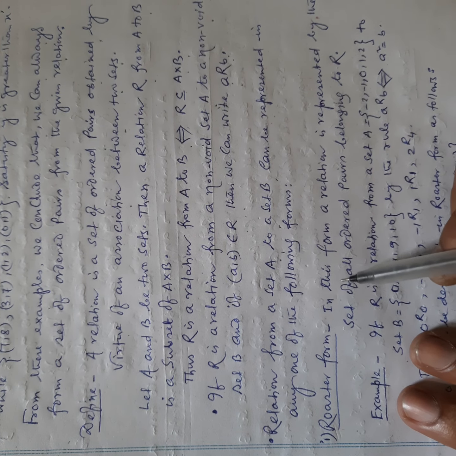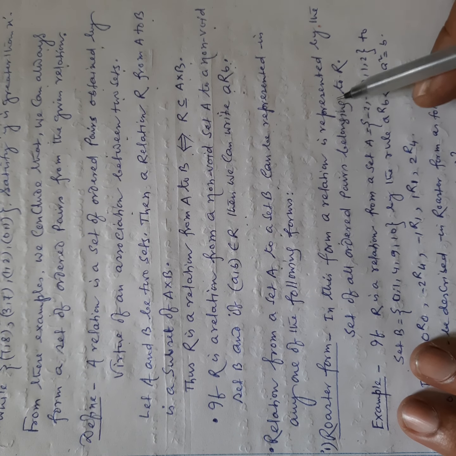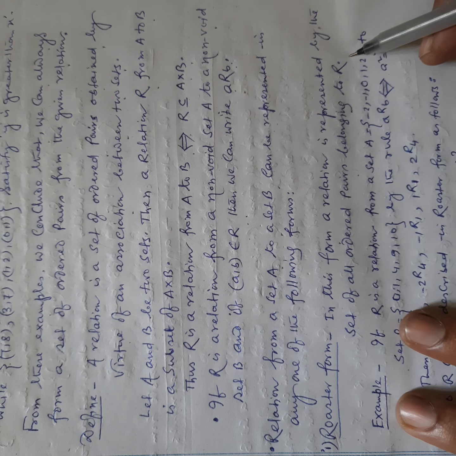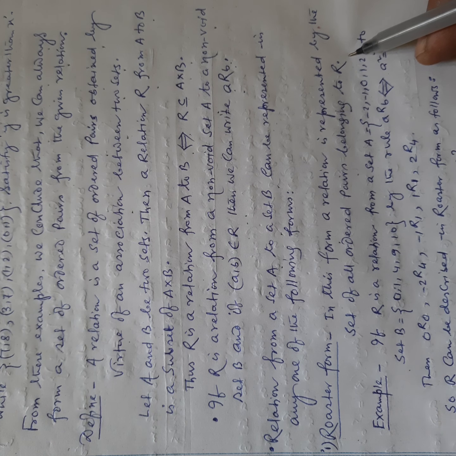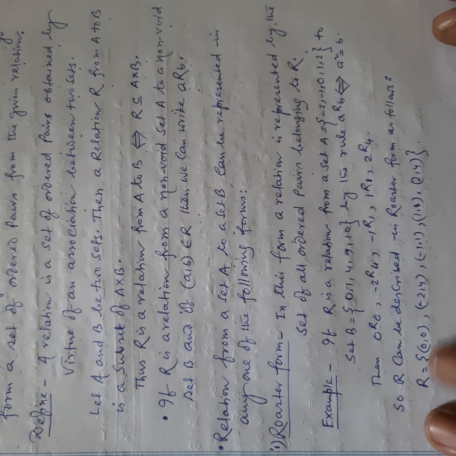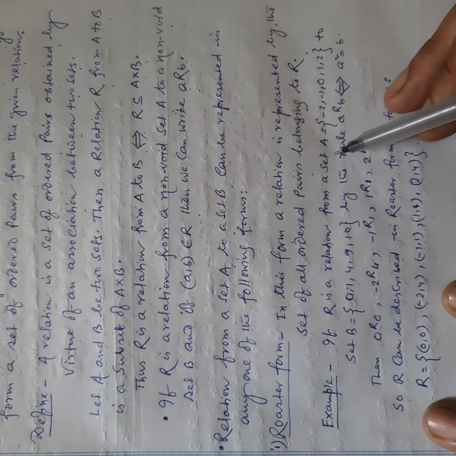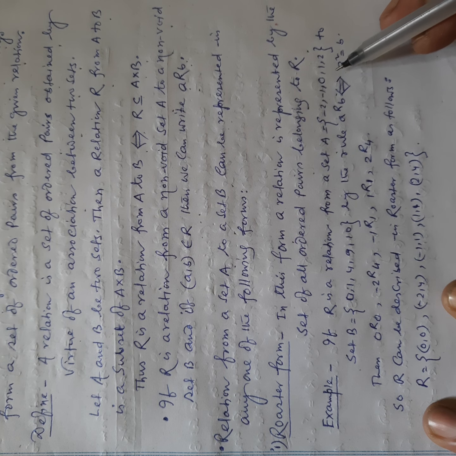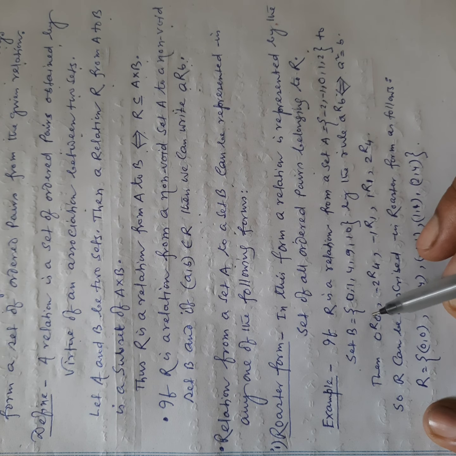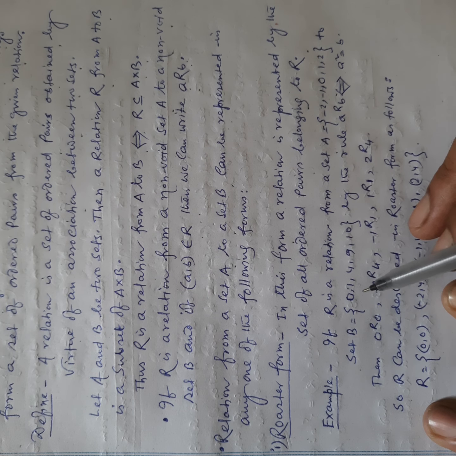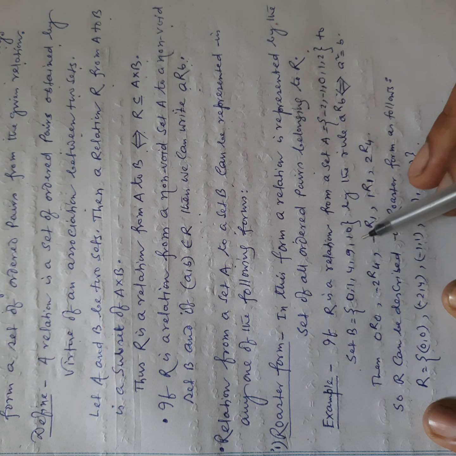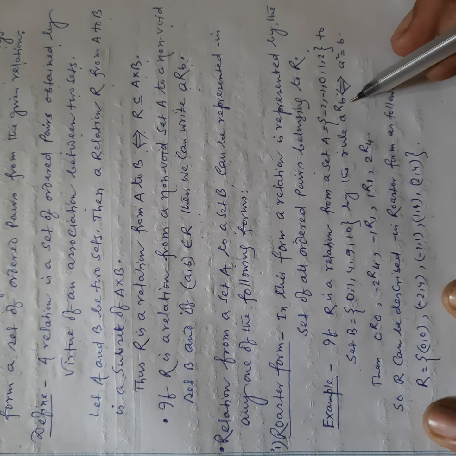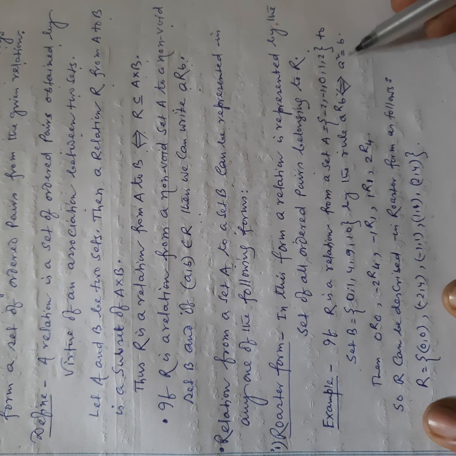Roster form. In this form, a relation is represented by the set of all ordered pairs belonging to R. Example: if R is a relation from the set A equals {-2, -1, 0, 1, 2} to the set B equals {0, 1, 4, 9, 10}, by the rule a is related to b if and only if a squared equals b.